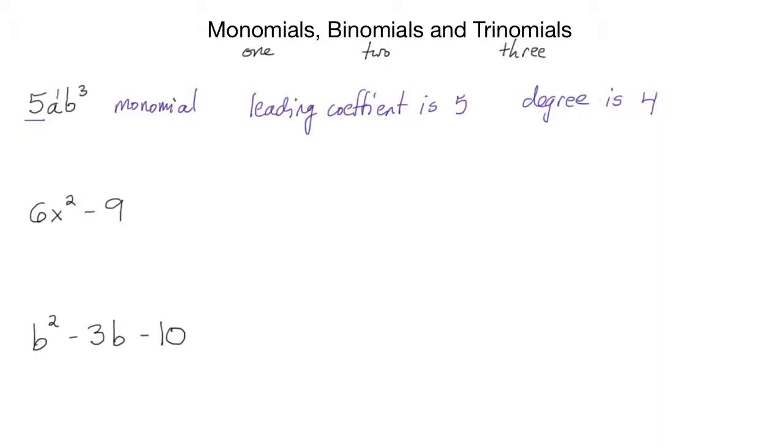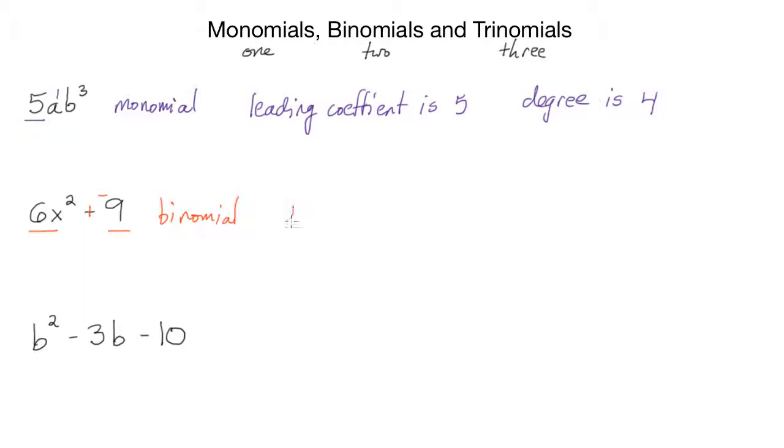All right, let's look at a second example here. Let's look at the second one. This is a binomial, 6x squared minus 9. I could rewrite it as plus negative 9 if I wanted to, but this is a binomial, 2 terms.